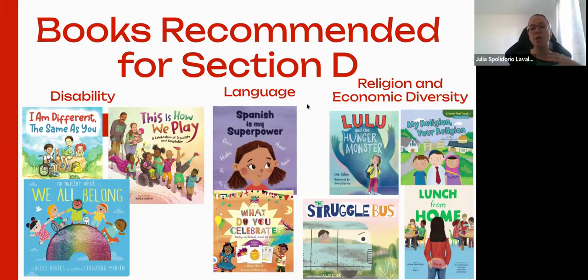Same thing with language. I put this other book over here, What Do You Celebrate, in the same category as language, because I have students from so many different backgrounds, and I think our cultural aspects are very much tied with our language as well. That's why I put it in the same section as language, religion and economic diversity, because it fits into all those categories.